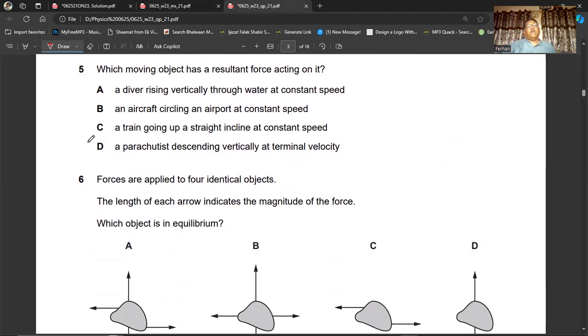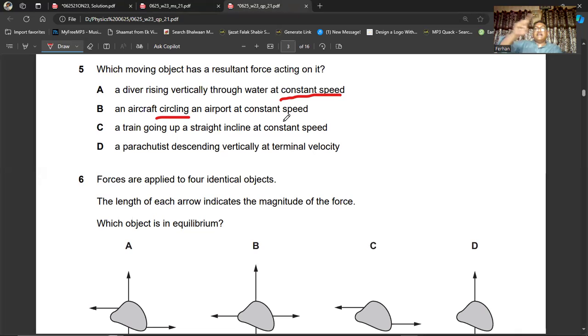Question number 5. Which moving object has a resultant force acting on it? A. A diver rising vertically at a constant speed. Because he is rising vertically at a constant speed, the resultant force will be 0. B. An aircraft circling an airport at a constant speed.